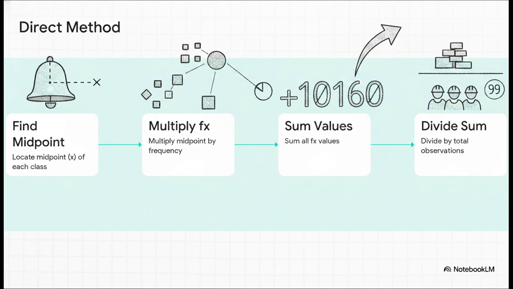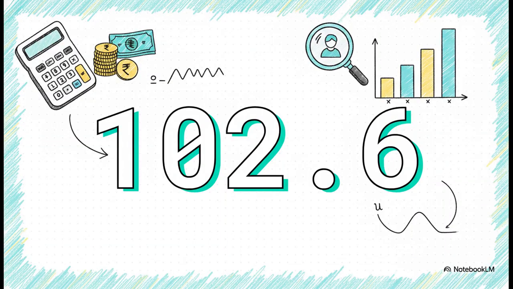Using this structured 4-step procedure ensures you absolutely never get lost when navigating these frequency tables. We found our midpoints, we multiplied them by the frequencies. Next, we sum all those FX values up, which gives us 10,160. And finally, we divide that massive sum by our total number of observations, which, remember, is our 99 total workers. So dividing 10,160 by 99 gives us a very straightforward average wage rate of 102.6 rupees per day.